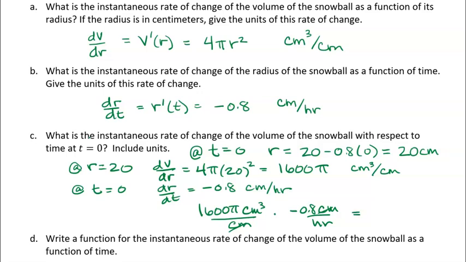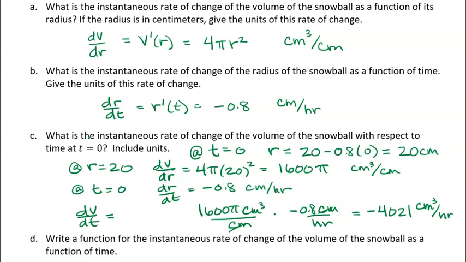I have to take 1600 times negative 0.8, so it's minus 4021 cubic centimeters per hour. Okay, and now we have the rate at which the volume is changing with time. That's our dV/dt. I'll write it over here.